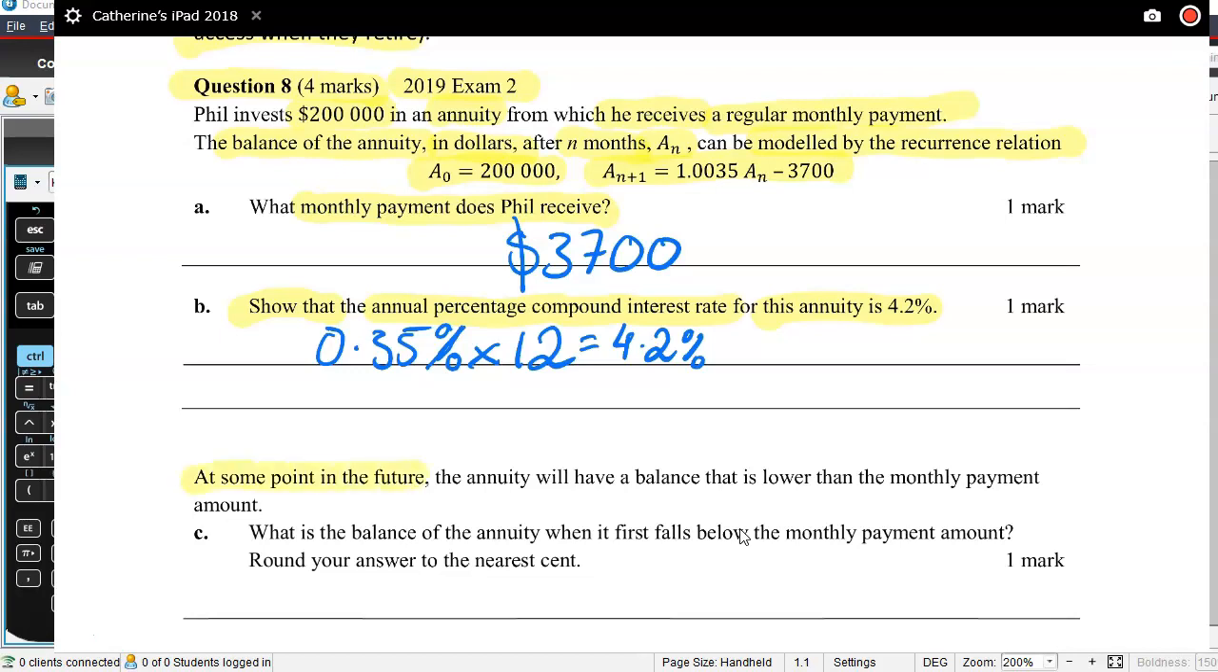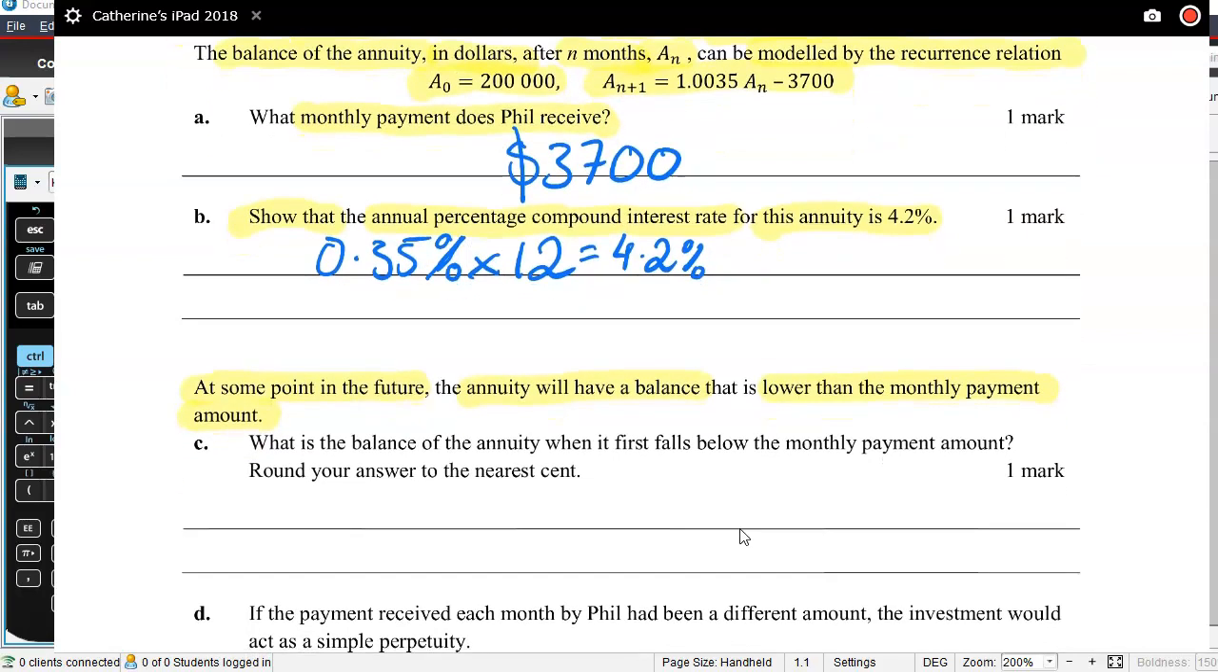At some point in the future, the annuity will have a balance that is lower than the monthly payment amount. So, in other words, less than what he gets per month, less than 3,700. What is the balance of the annuity when it first falls below the monthly payment amount? Round your answer to the nearest cent.